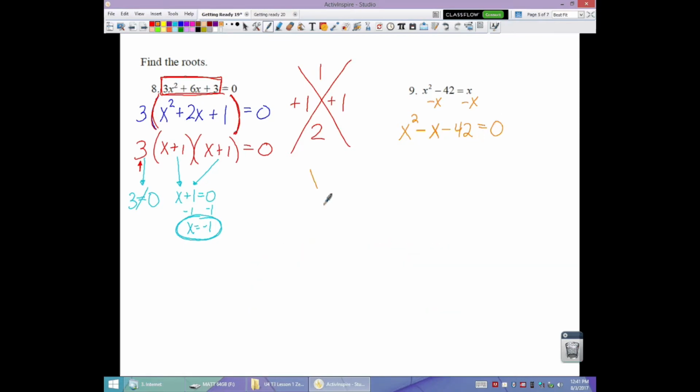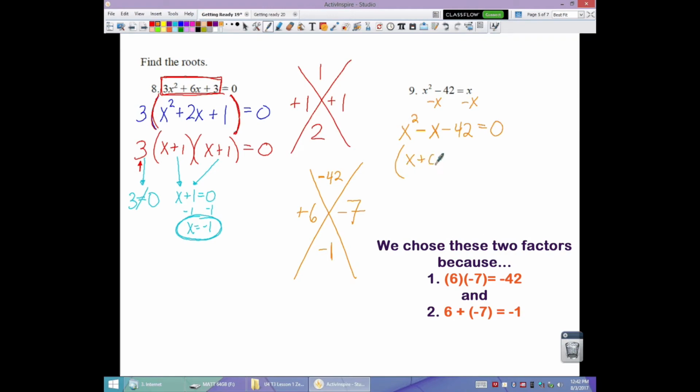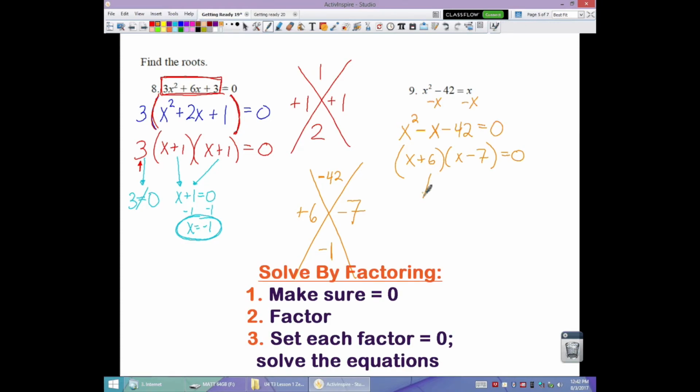There is no GCF. I'm looking for a product of negative 42, but a sum of negative 1. So to get a negative product, I need different signs. They have to be different by 1. That would be positive 6 and negative 7. X plus 6 times x minus 7 is equal to 0. What makes x plus 6 equal 0? Well, only if x is negative 6. What would make x minus 7 equal 0? Only a value of 7.